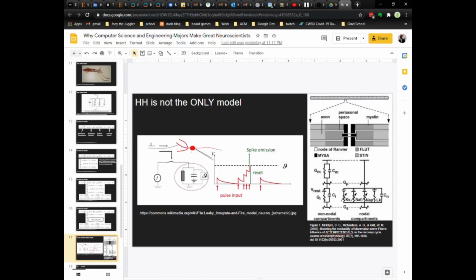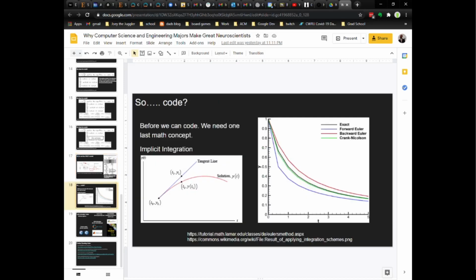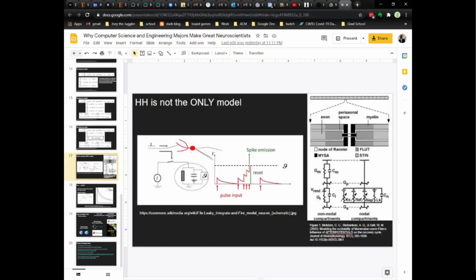From there, we can also look at the fact that there are a lot of other models. The MRG model is excellent, and the integrate and fire model is another one. But we can take all these models, notice that they're all based on differential equations, and because of that, we can use implicit integration to approximate the equations. We can use things like forward Euler, backward Euler, or the Crank-Nicolson method to approximate the equations using a variable time step. And with all of that math, we can throw it into one of these programs, and that's how we would model it. And so programming a circuit is neuroscience, at least computationally.